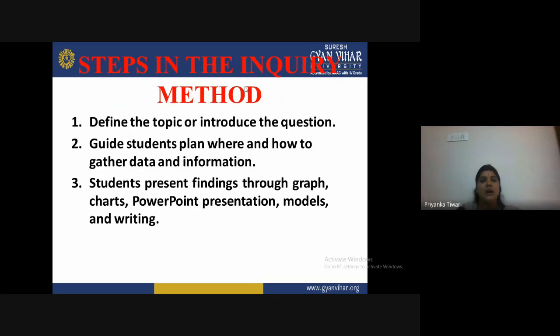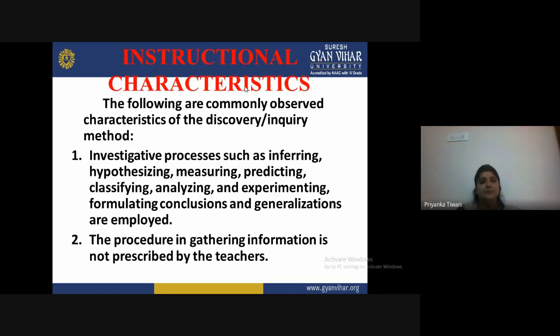So now, the steps in the inquiry method: define the topic or introduce the question, guide students to plan where and how to gather data and information, and students present findings through graphs, charts, PowerPoint presentations, models, and their writing.